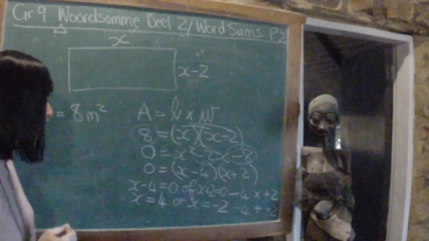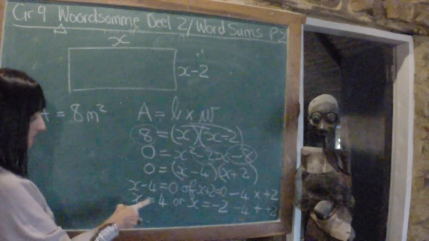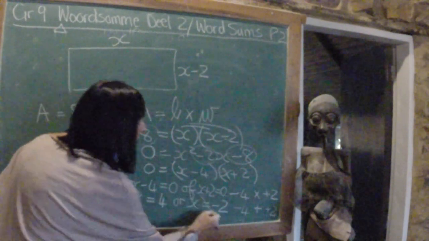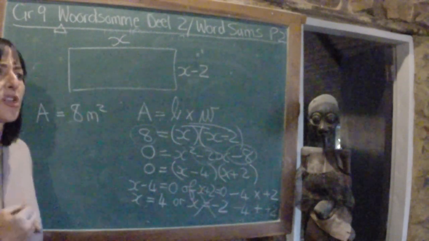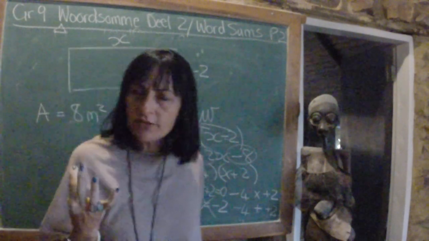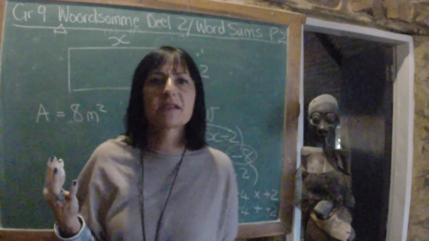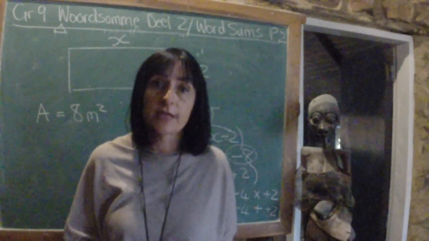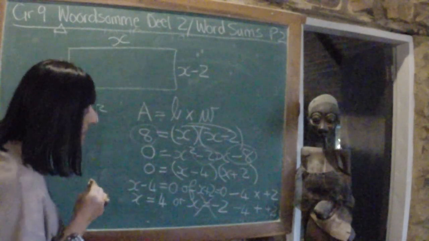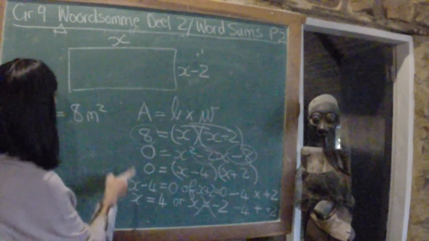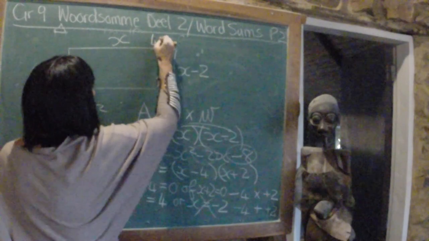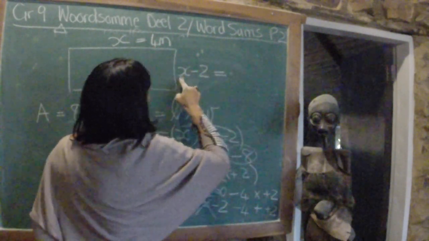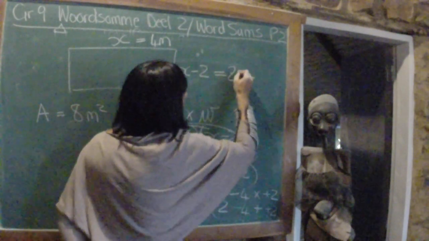Ek het twee waardes, so ek kan gaan sê 'n reghoek se afmetings kan nie negatief wees nie. You can't measure in negatives. I can't tell you I'm minus 1.7 meters in length, want dan moet ek in die aarde in wees. Okay, ek kan nie minus lank wees nie. En 'n reghoek kan ook nie minus lank wees nie. So sy lengte is 4 meter en sy breedte is gelyk aan 4 minus 2, 2 meter.